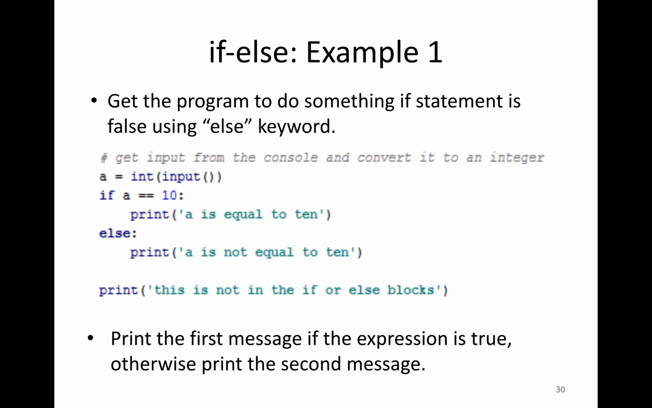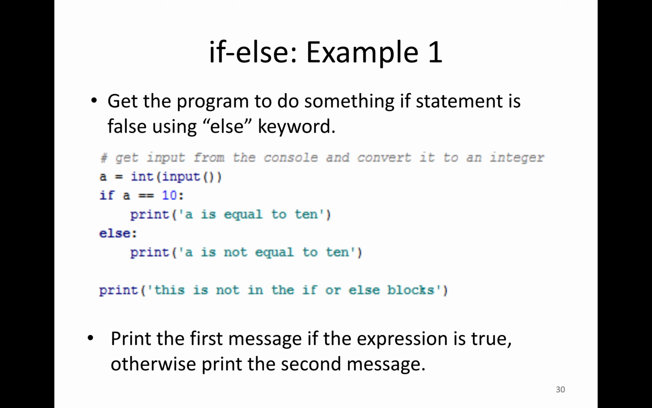Get the program to do something if the statement is false using the else keyword. A equals int input: get input from the console and convert it into an integer. With the hash sign you have the comment. So here we are getting the input from the console, converting it to an integer, and assigning it to A.